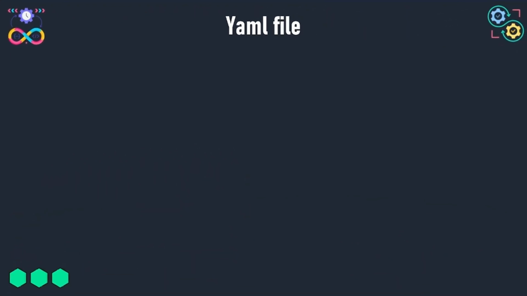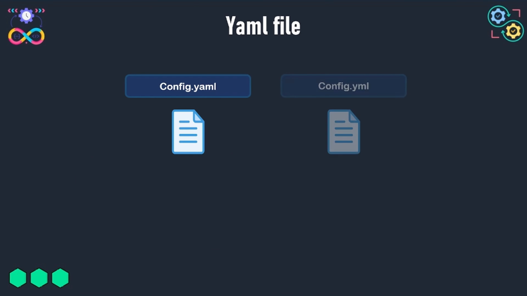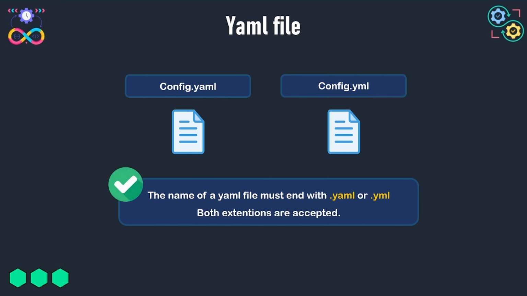The name of a YAML file must end with .yaml or with .yml without the letter A. Both the two extensions are accepted, and any file ending with one of these two extensions will be treated as a YAML file. Let's learn now how to represent data in YAML.